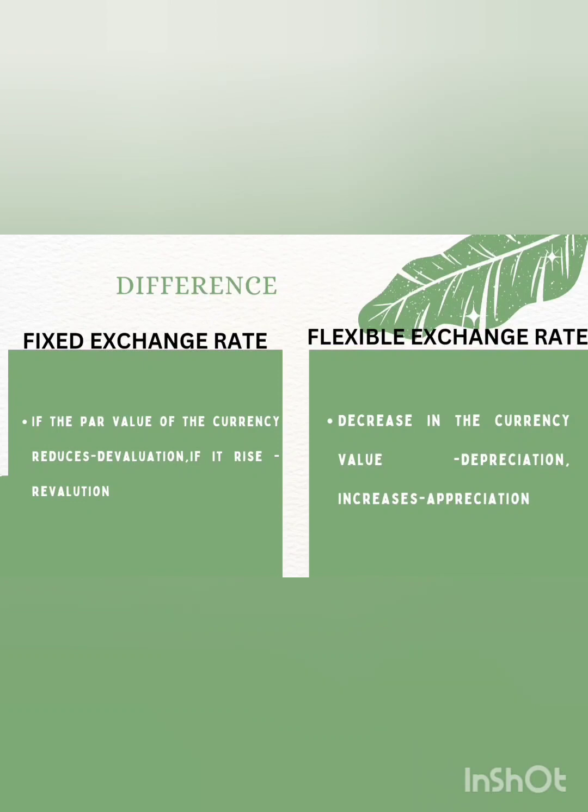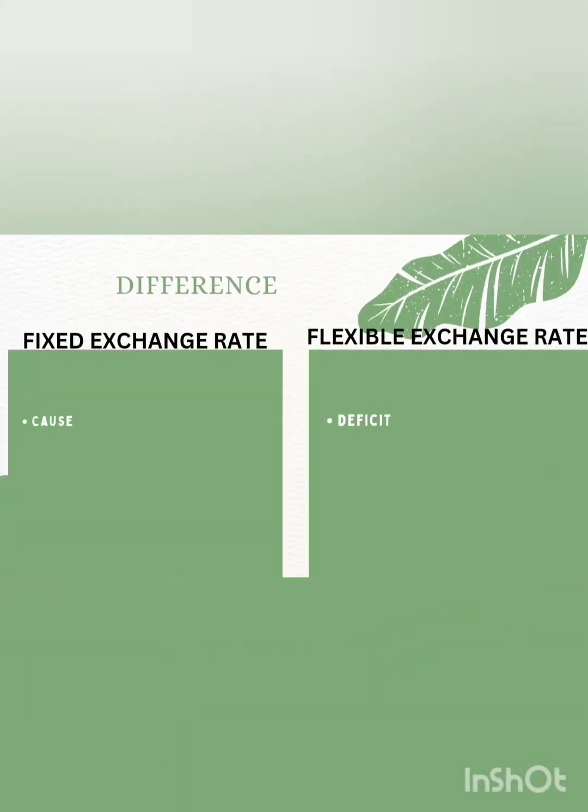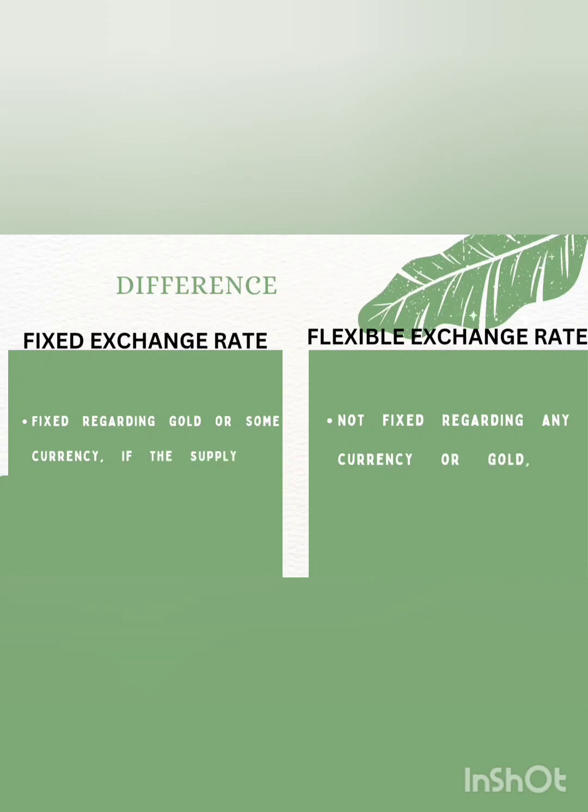Fourth one is, a fixed exchange rate may cause a deficit in the balance of payment that cannot be modified. On the contrary, in the case of a flexible exchange rate system, a deficit in the balance of payment can be automatically adjusted. Second last one is, fixed exchange rate is actually the rate that is formally fixed regarding gold or some currency through the government.